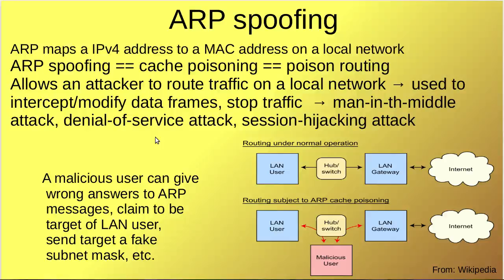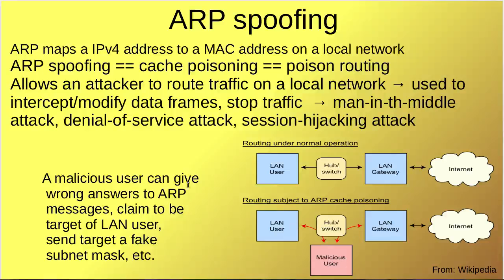So under normal conditions, a LAN user is maybe connected to a switch through a gateway to the internet, and let's say this LAN user is talking to their bank way out in the internet. You can have a malicious user pretend to be this LAN client, and thereby get all the traffic that's intended for this LAN user to go to the malicious user.